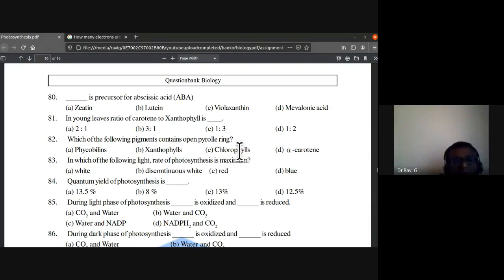Which of the following pigments contain open pyrrole rings? Phycobilins, xanthophylls, chlorophylls, or alpha carotene? We have already come across this structure. Which is the answer? Phycobilins contain open pyrrole rings. So phycobilins contain the open pyrrole rings. So 82nd is A.